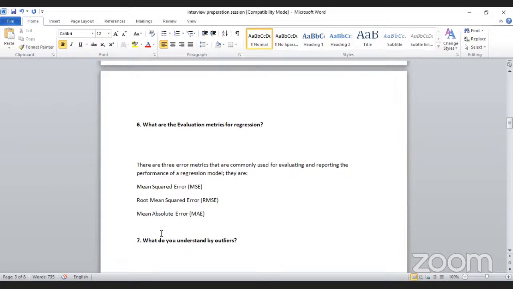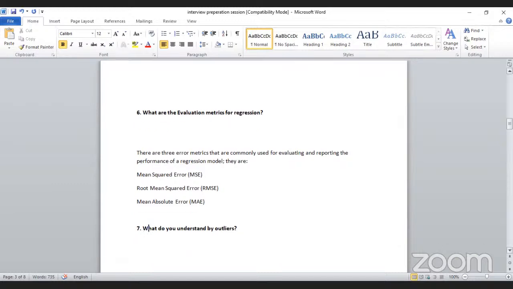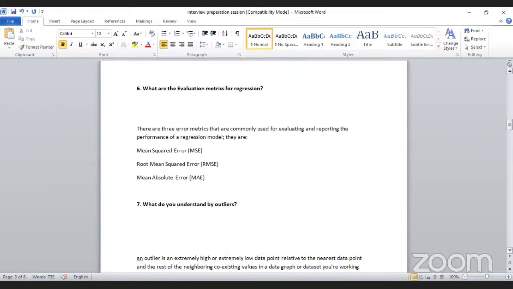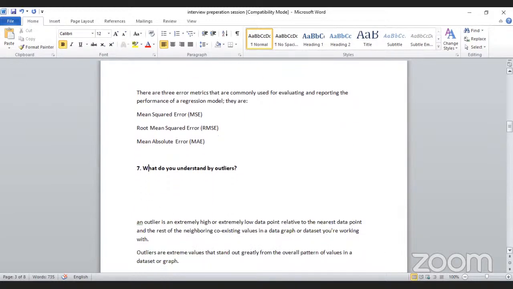Any answers, friends? It's an easy question, right? What do you understand by outliers? Yes, question. Extreme negative or positive values. Extreme values, right? When we have the extreme values in our data.